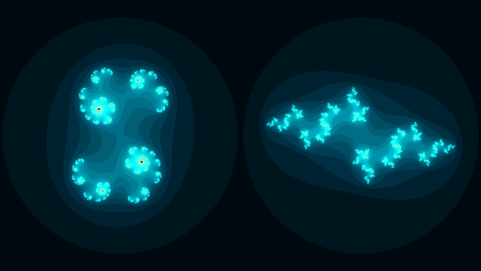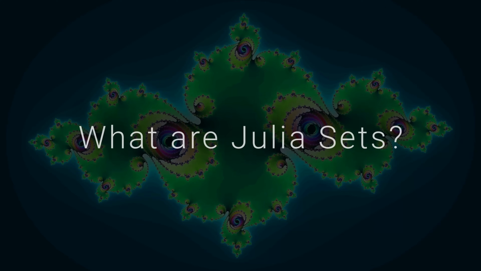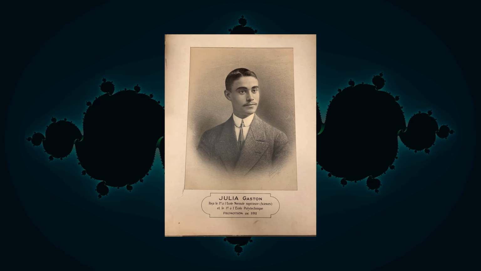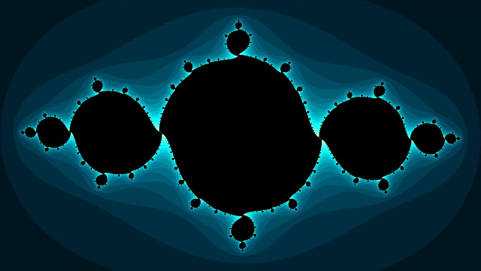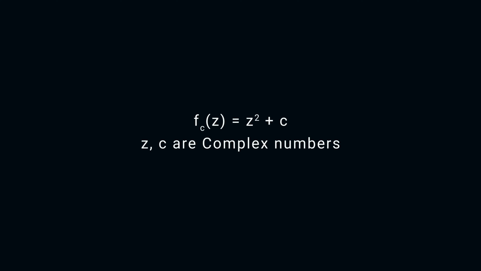In this video, we are going to learn about Julia sets, which are fascinating fractal patterns that are generated from complex numbers. What are Julia sets? Well, they are named after French mathematician Gaston Julia, who studied them in the early 20th century. He was interested in the behavior of complex functions. One of the simplest complex functions is the quadratic function, where z and c are complex numbers.